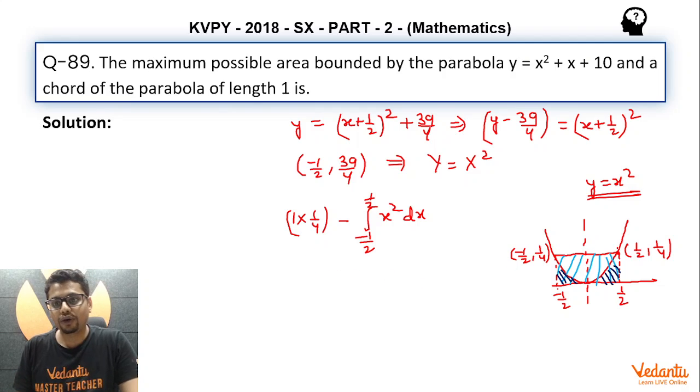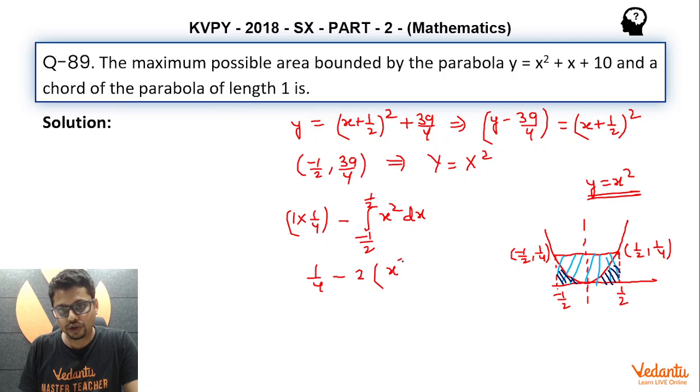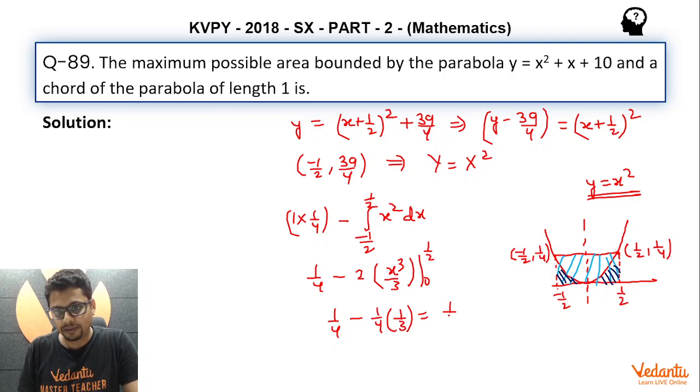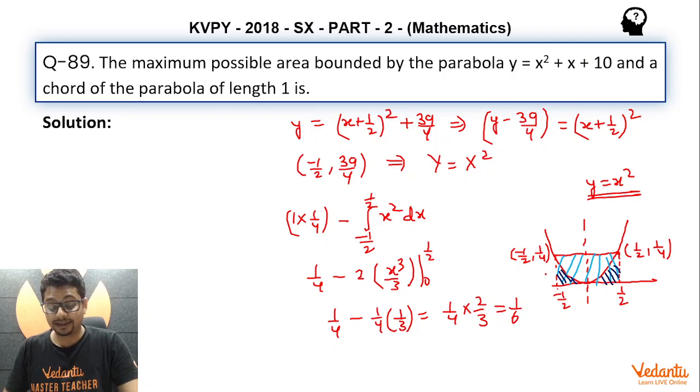And we have already justified why we are considering y equal to x square using shifting of origin. So here this turns out to be 1 by 4 minus 2 times x cube by 3, limit 0 to half, using the property of definite integration. So here it essentially turns out to be what? You may say 1 by 4 minus 1 by 4 times 1 by 3, or you may say 1 by 4 times 1 minus 1 by 3, which is 2 by 3, or you may say 1 by 6. So 1 by 6 is our answer.